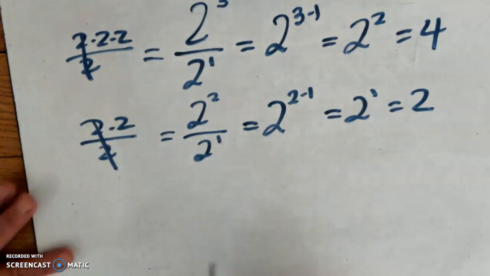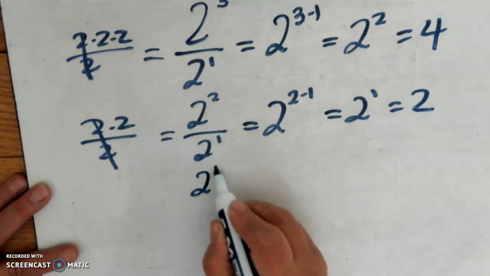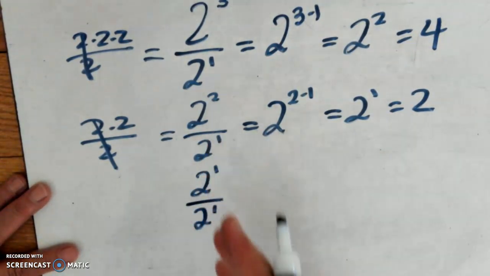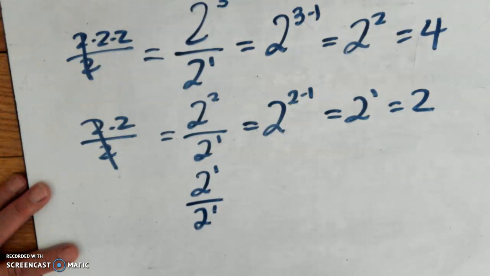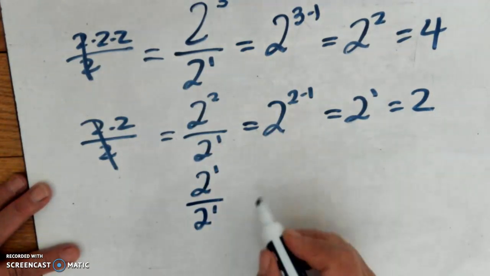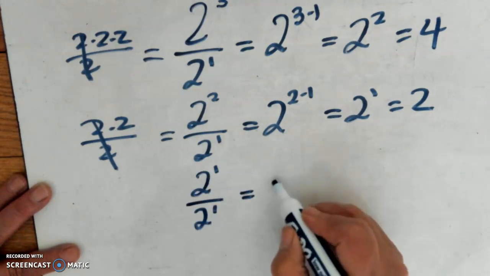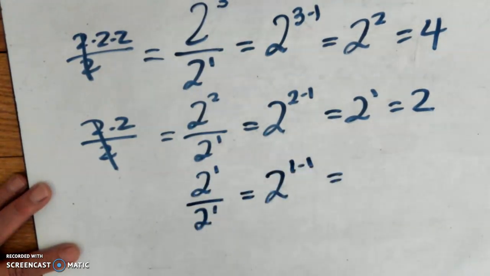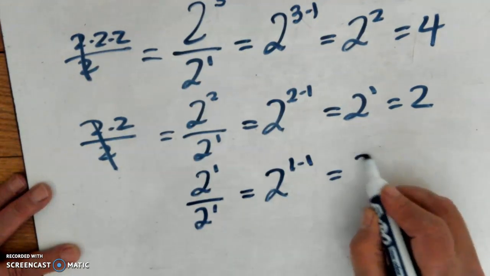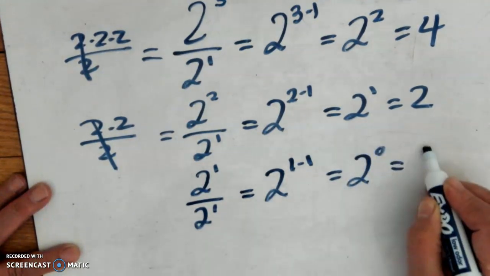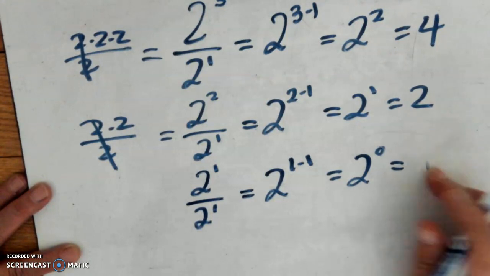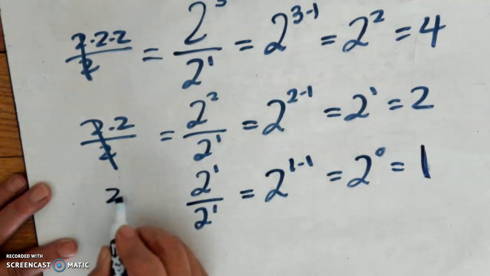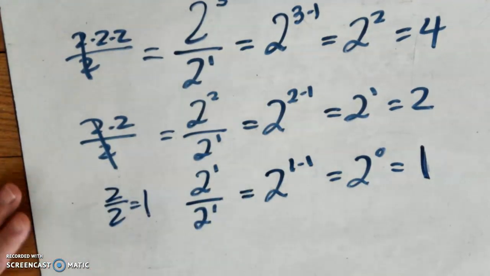So when I go to the next one, if I take 2 to the first power divided by 2 to the first power, well, we should see that 2 to the first power divided by 2 to the first power should be 1. And let's prove this. So we have 2 to the 1 minus 1. Interestingly enough, 1 minus 1 is 0. So 2 to the 0 power is 1. And if I show this one here, 2 divided by 2 is equal to 1.